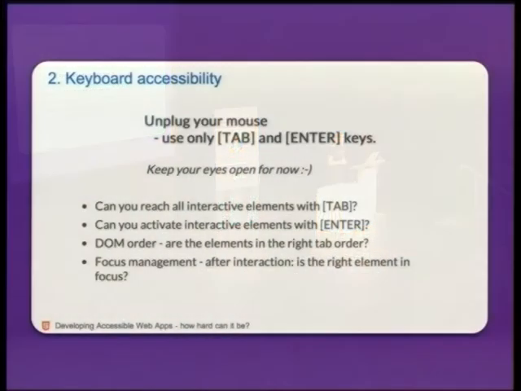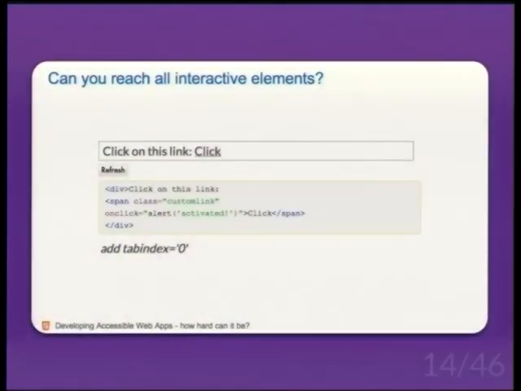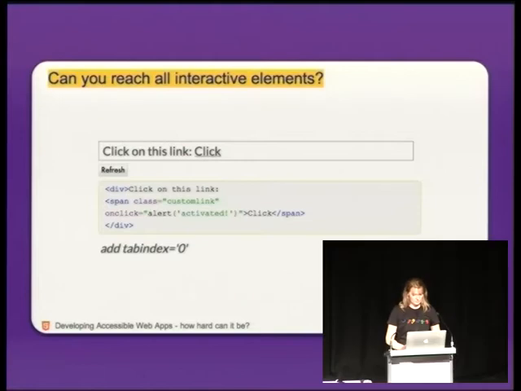So the key questions that we ask ourselves are: can you reach all the interactive elements with tab? Can you activate them with the enter key? Is your DOM order correct, so does the tab go through in the right order? And do you get the focus on the right elements? For each one of these, I have a little example. Can you reach all interactive elements?